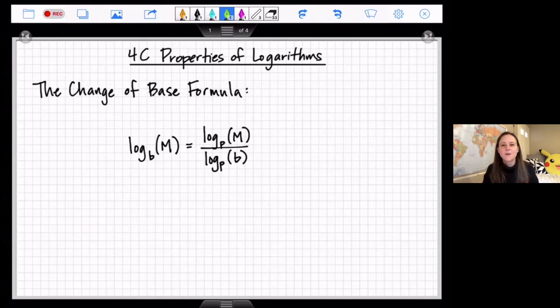I have here a formula called the change of base formula, which is a really useful formula, particularly if you're trying to evaluate logarithms on a calculator. It does not look useful. It looks like an alphabet soup. So let's read through this formula and then try to figure out what it means.